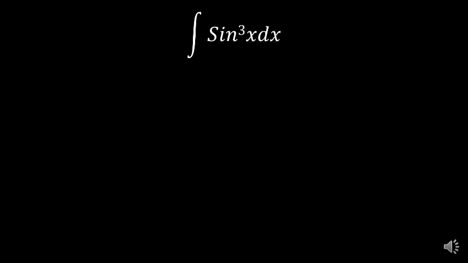The trigonometry identity I'm going to be using in this question is sine square x plus cos square x is equal to 1. But before we move to that, let's break down this integration expression into two parts. I can break it into the integral of sine square x times sine x dx. So let's return to the trigonometry identity, sine square x plus cos square x equals 1. I'll make sine square x the subject of the expression, that is, sine square x is equal to 1 minus cos square x.